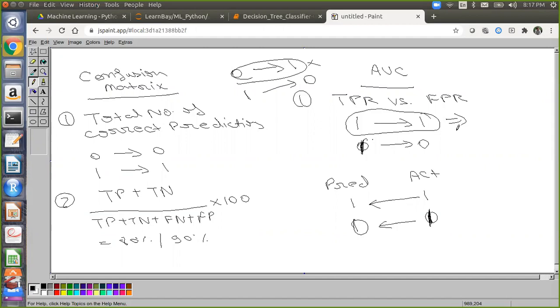So this is the difference between confusion matrix and area under the curve. Confusion matrix talks about the total number of correct predictions: how many times zeros have been predicted as zeros, and how many times 1 has been predicted as 1. Area under the curve talks about only how many times 1 has been predicted as 1, which is called the true positive rate. Any questions?